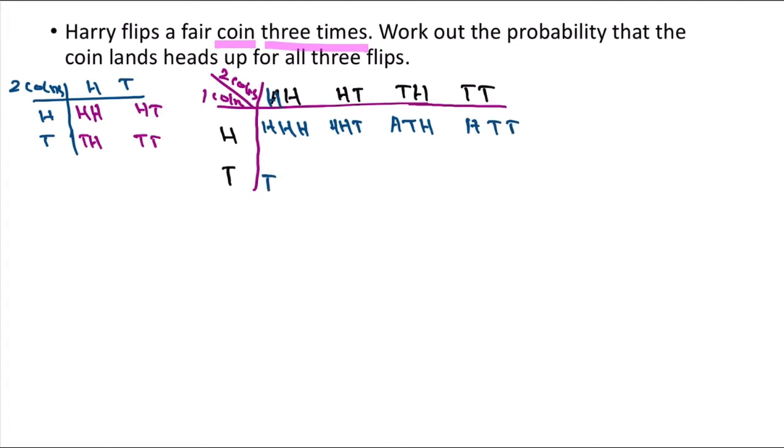So I'll be writing tail first and then 2 heads. So tail, head, head. Then tail, head, tail. Then we are having tail, tail, head. And the last is tail, tail, tail. So this is the sample space for all the 3 coins. This is one of the ways of doing it.